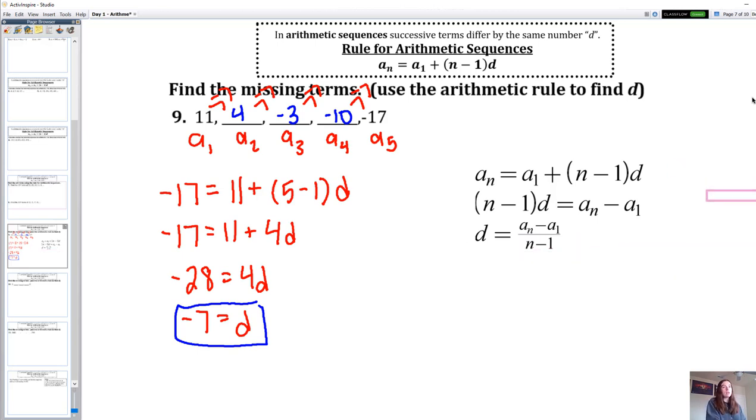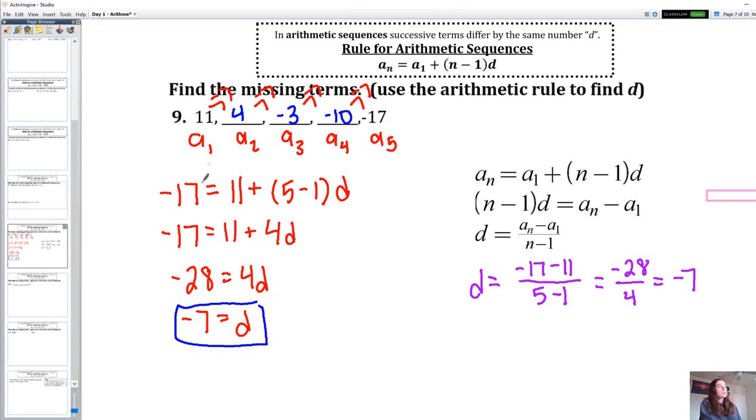So what that would look like here is D equals, we're still using the same numbers, so we're still using negative 17 minus 11 over 5 minus 1, which is negative 28 over 4, which is still negative 7. So notice we got the exact same number for both. So you could use either one of these versions. They are technically the same thing. The only difference is when you are plugging in your numbers.